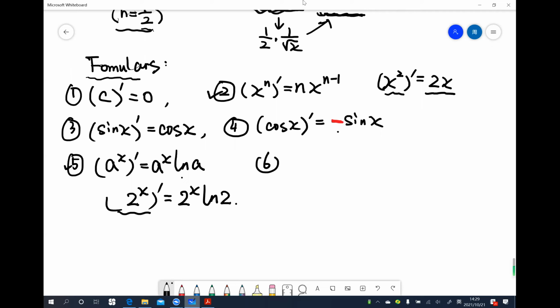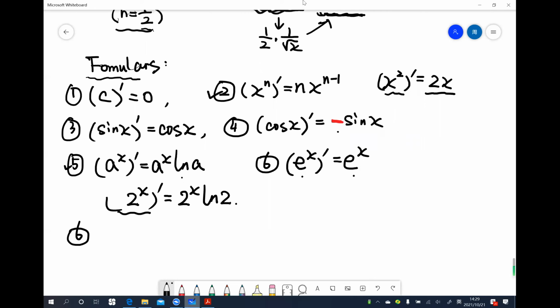And number 6 is a special case of number 5. That is, the base is e. The base is e, and here e power x prime equals e power x. The same function. We don't change it.